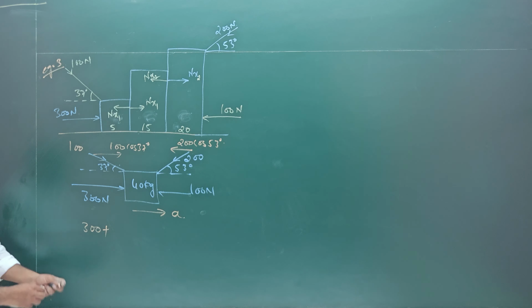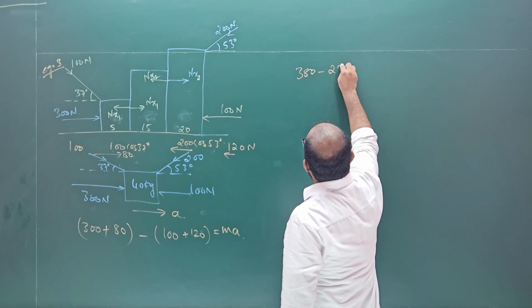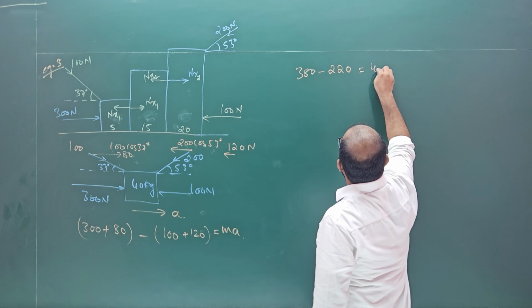So 4 by 5 of 100, that is 80 Newton acting in this direction. And over here, how much is acting? Cos 53 is 3 by 5, so 3 by 5 of 200, that is 120 Newton acting in this direction. Yes or no? So 300 plus 80 is acting in this direction, minus 100 plus 120 acting in the other direction, which equals MA. So 380 minus 220, which equals mass 40 times A.